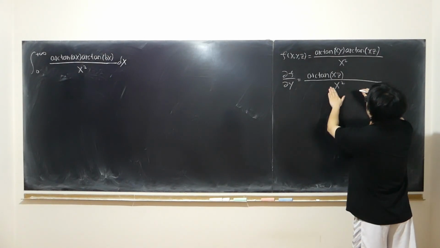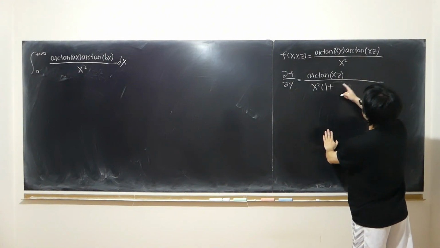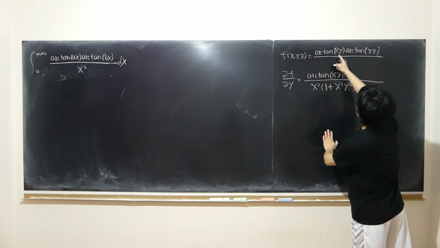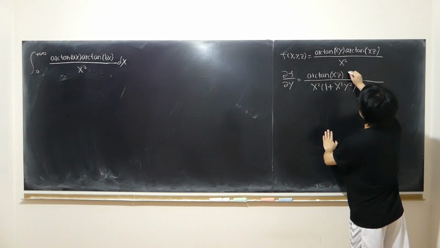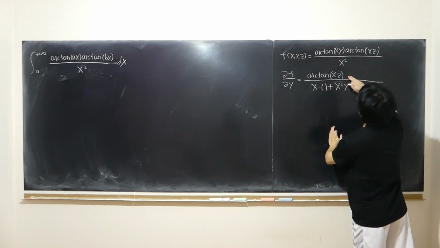So here we're going to have, of course, 1 over 1 plus x squared y squared. Then I'm going to remember x is a constant, a coefficient of y, so you just multiply by x. But this x simplifies with this x. We will have this one.